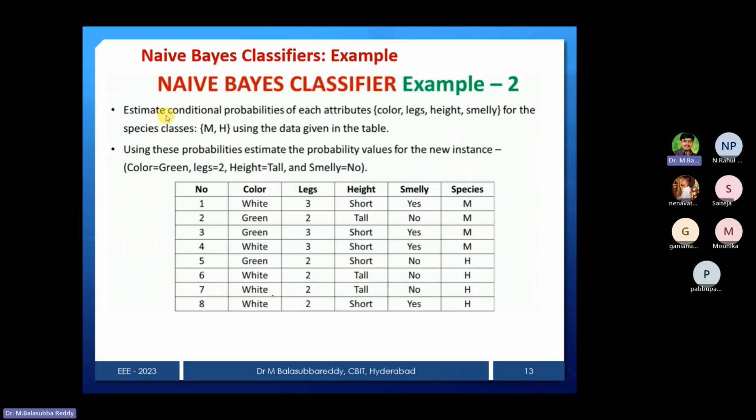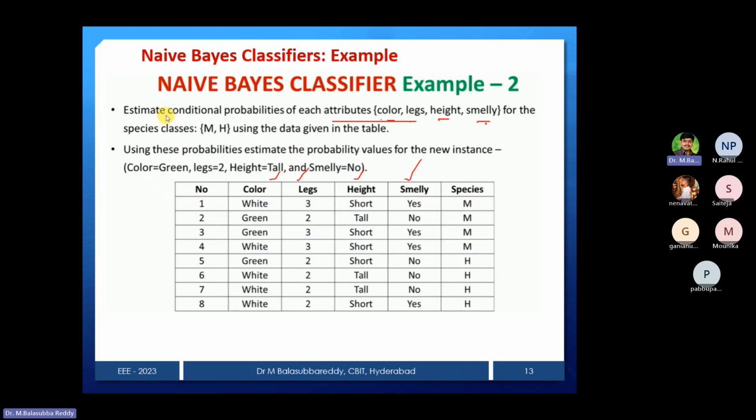Now we can see another example. This you have to do by understanding the previous questions. It is very simple. What they are asking, estimate the conditional probabilities of each attribute. What is the attribute? The color is one attribute, because that's what attributes or features. How many features are given? These are the four features given: color, then legs, height, smell.